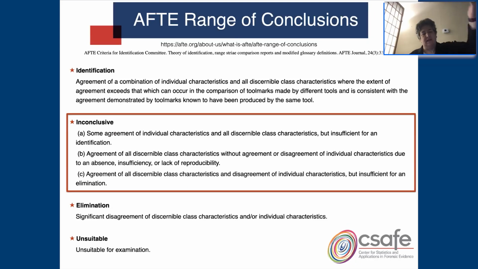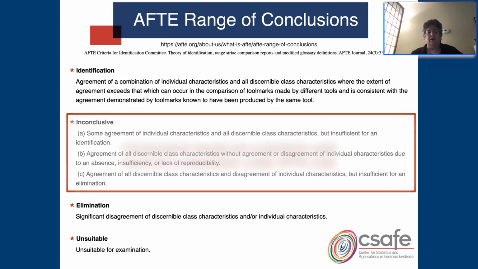Inconclusives have a slide from almost identification to almost elimination. And you can see here in the middle, inconclusive B would be there is no agreement or disagreement in individual characteristics that would allow an assessment of whether this is an identification or an elimination. Inconclusive A tends towards identification, inconclusive C tends towards an elimination.